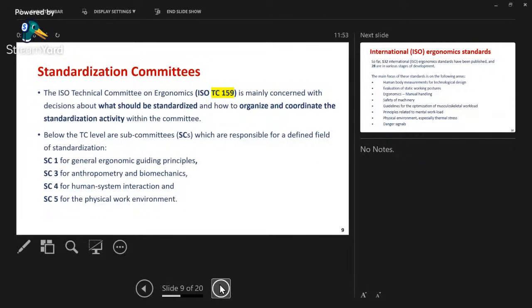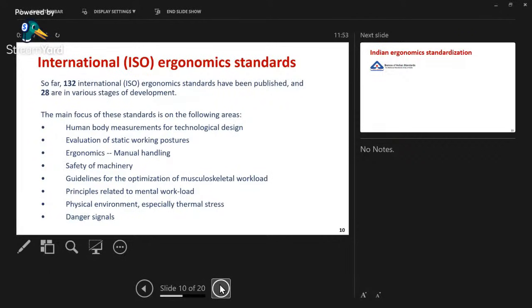And I'll tell you why it's important. When we come to the last slide about the need for these standards, I'll tell you what is the relevance of these international standards in today's global economy. So basically, that was the committees.